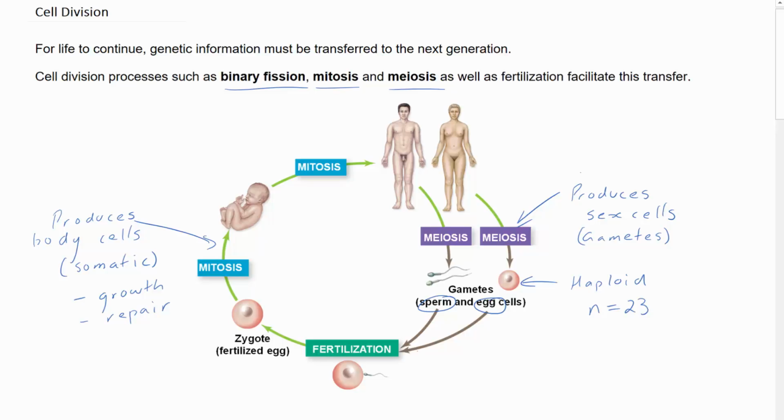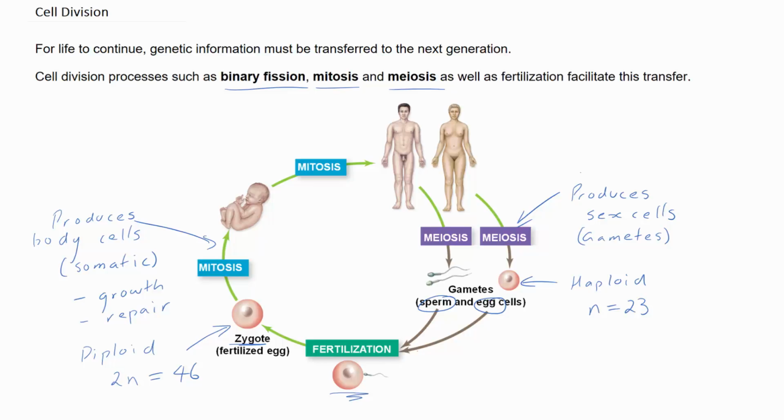Now, when a sperm fertilizes an egg, a cell is produced that has a full set of chromosomes, which is referred to as a zygote. So a fertilized egg is a zygote, and this fertilized egg is, of course, diploid, because it has one set of chromosomes from the sperm and one set of chromosomes from the egg. So we'll have 46 chromosomes in total.